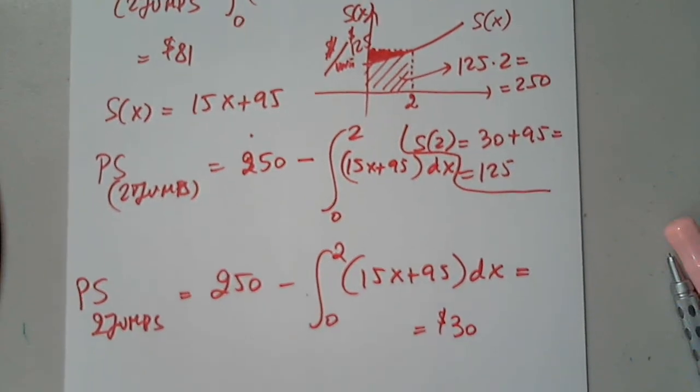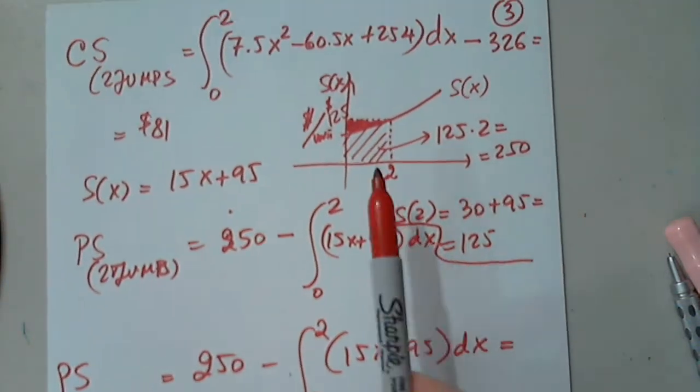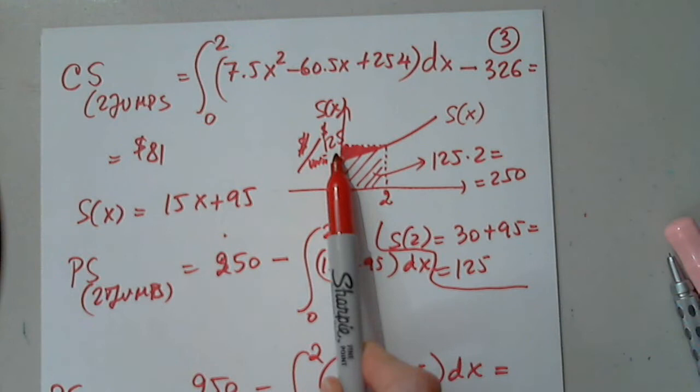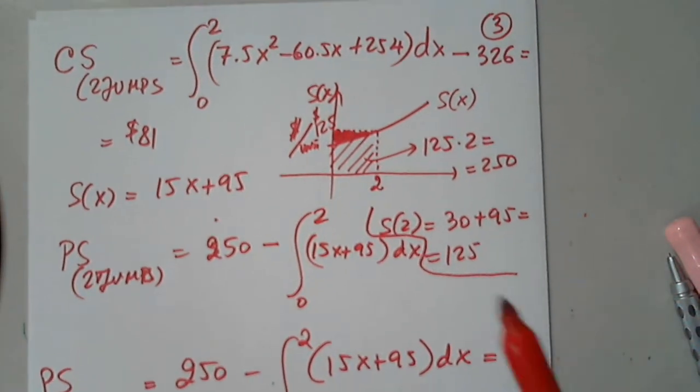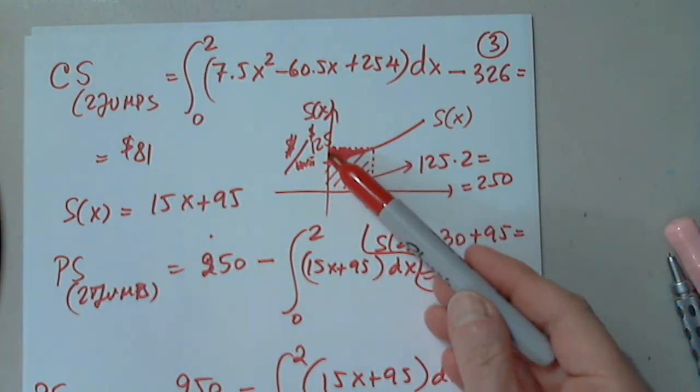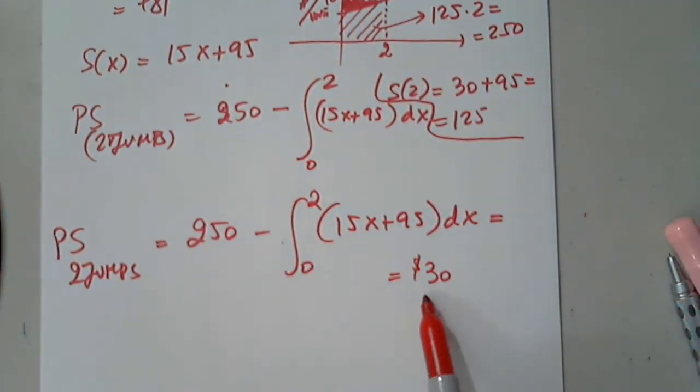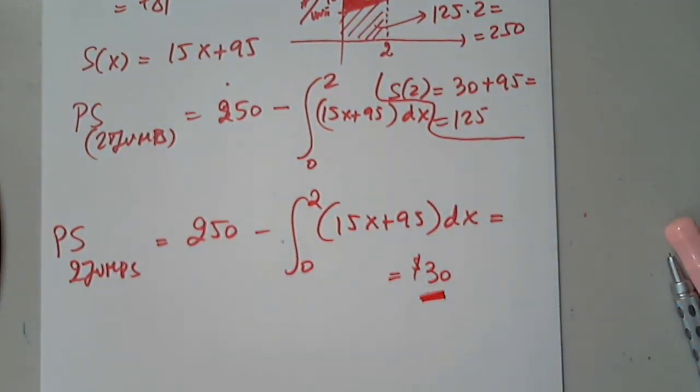Name two jumps at 125. Oh, I'm sorry. For selling her two jumps at 125 per jump, they are making an extra $30. Okay, next question.